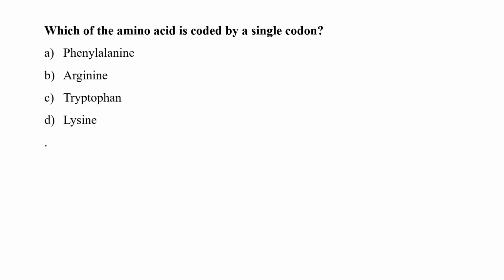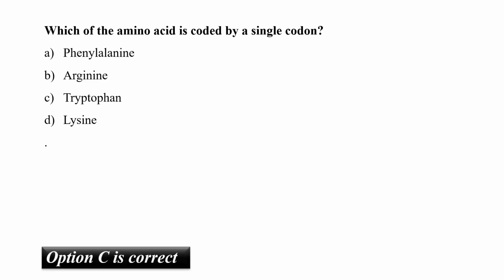Which of the following amino acids is coded by a single codon? Phenylalanine, arginine, tryptophan, or lysine? Tryptophan and methionine are the only two known amino acids which are coded by a single codon. Tryptophan is coded by UGG, while methionine is coded by AUG, which is also the start codon. The remaining 18 amino acids are encoded by at least 2 and a maximum of 6 codons. So option C would be the correct answer.